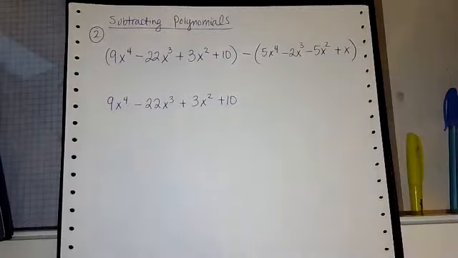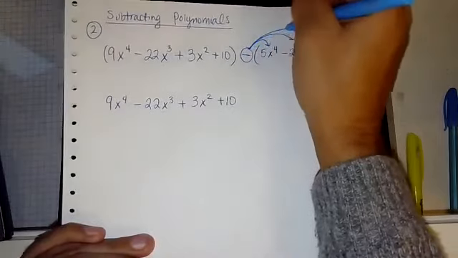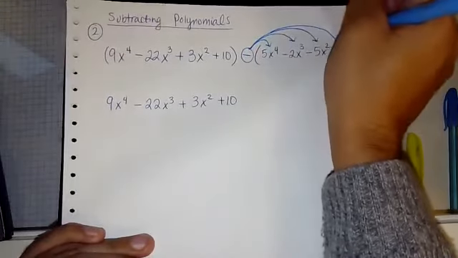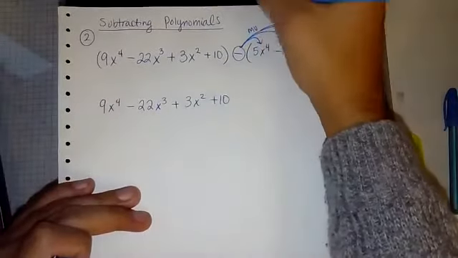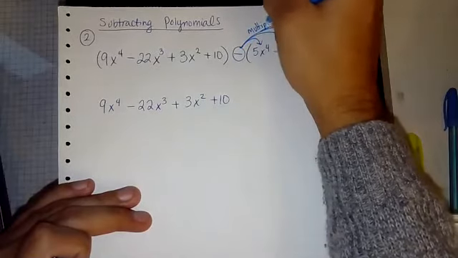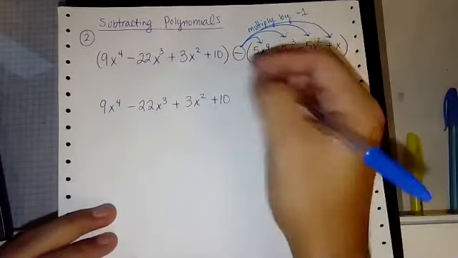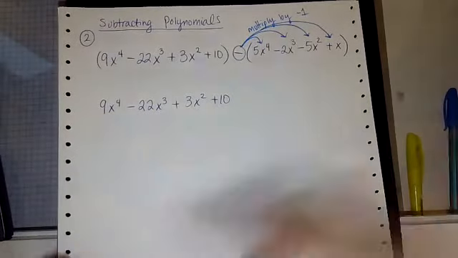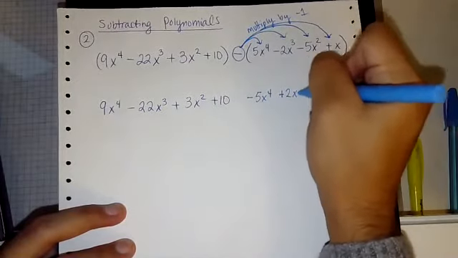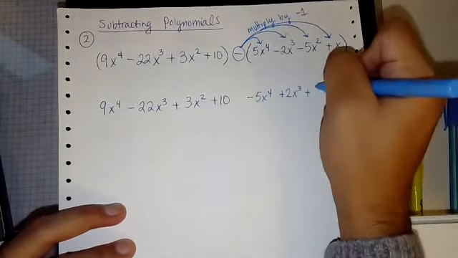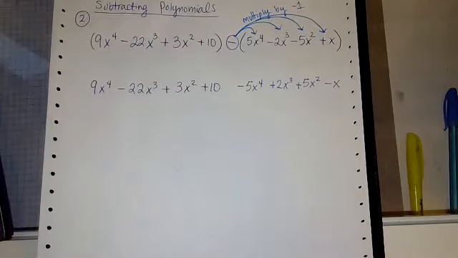But for that second set of parentheses, we're going to want to distribute this like it's a -1. And so this is going to multiply or change all of these to their opposite signs. You can think about it that way. Multiply by -1. So we should be getting -5x to the fourth, positive 2x to the third, positive 5x squared, and negative x once you distribute that negative sign.